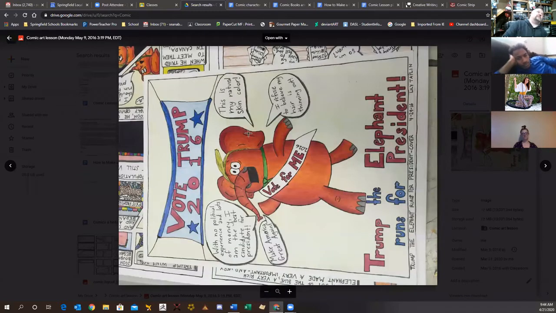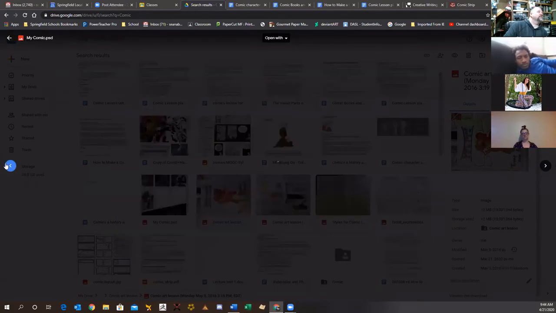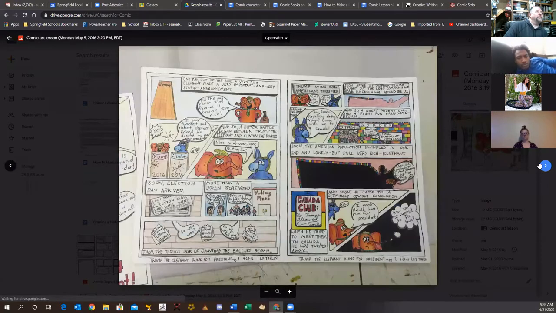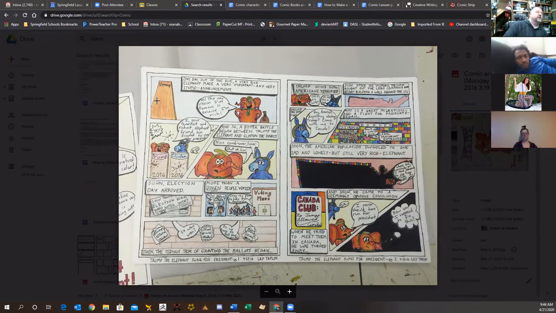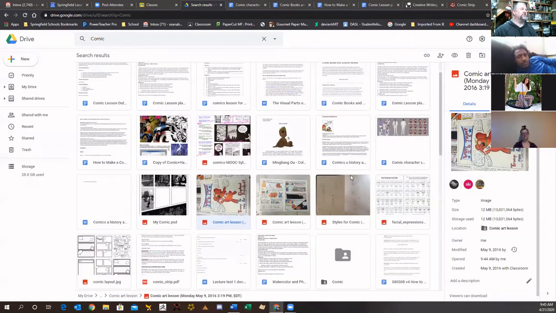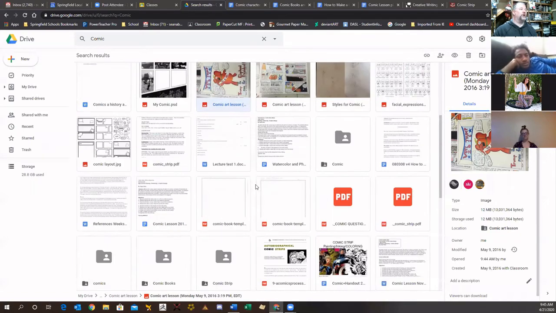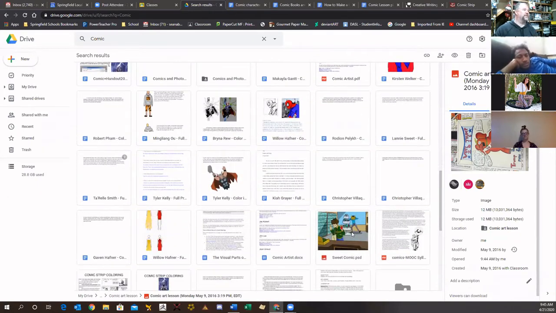When we are done, depending on your choice, this is an old comic, because this person was running for president. So this was the cover of their comic. And then this is the inside of their comic book. They did two pages. So eventually their story was about the election, because when they did it, it was prevalent of that time. This was done in 2016, so this is a four-year-old comic. So about the same time that you guys are doing it, this person was doing it four years ago. You also have a choice to do a comic book or a comic strip.